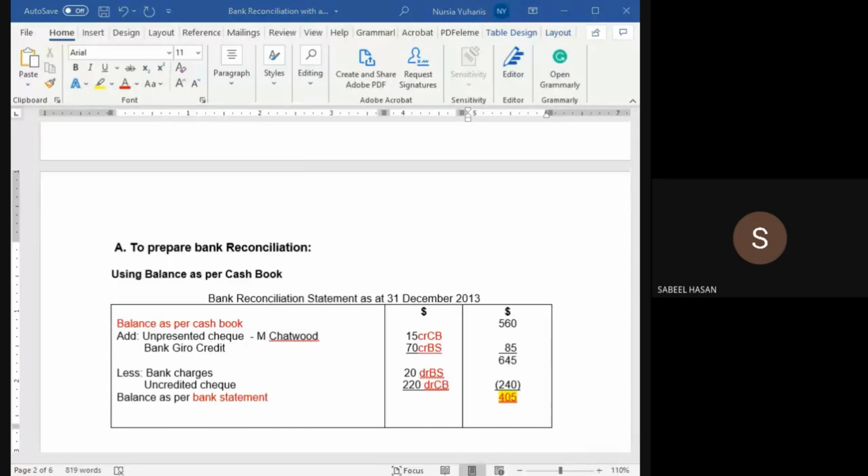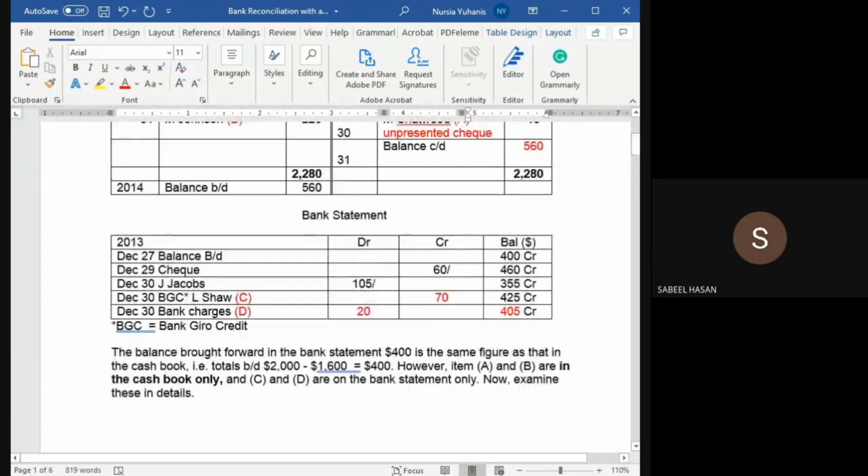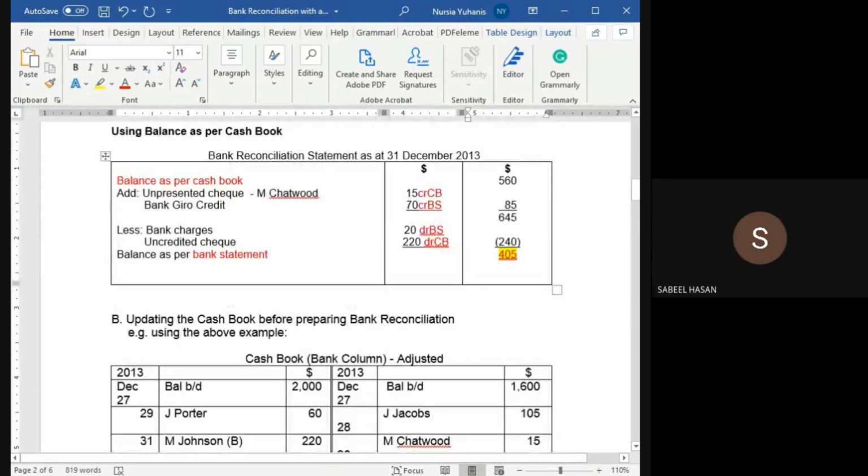Your friend asks, oh, do I have to check with the bank statement balance? Yes, if you want to know if your answer is correct or not. But if you don't want to check, then it's fine, as long as you pass. But if you know that your balance is correct, then you know that you are doing the right thing. This is up to you. If the answer is correct, then 405 here and your reconciliation statement also 405, then yes, your answer is correct.